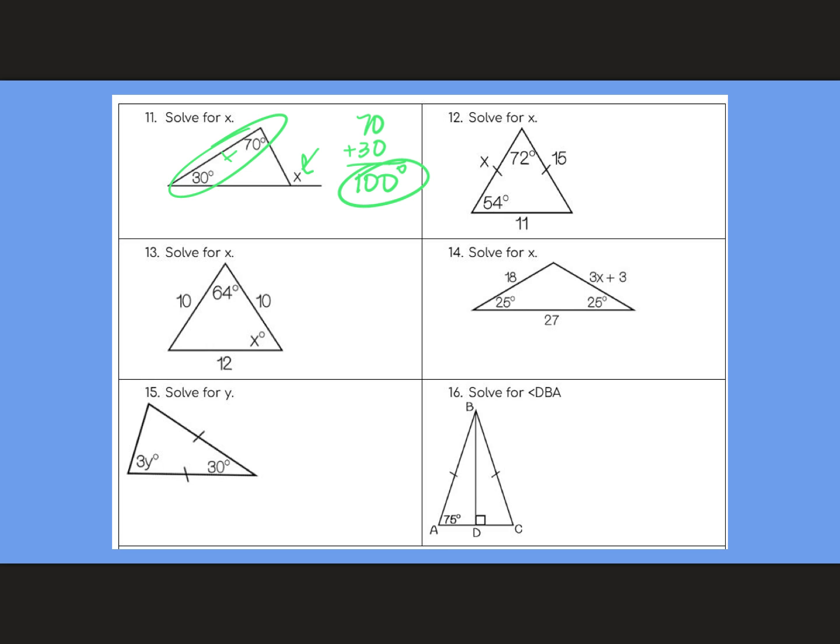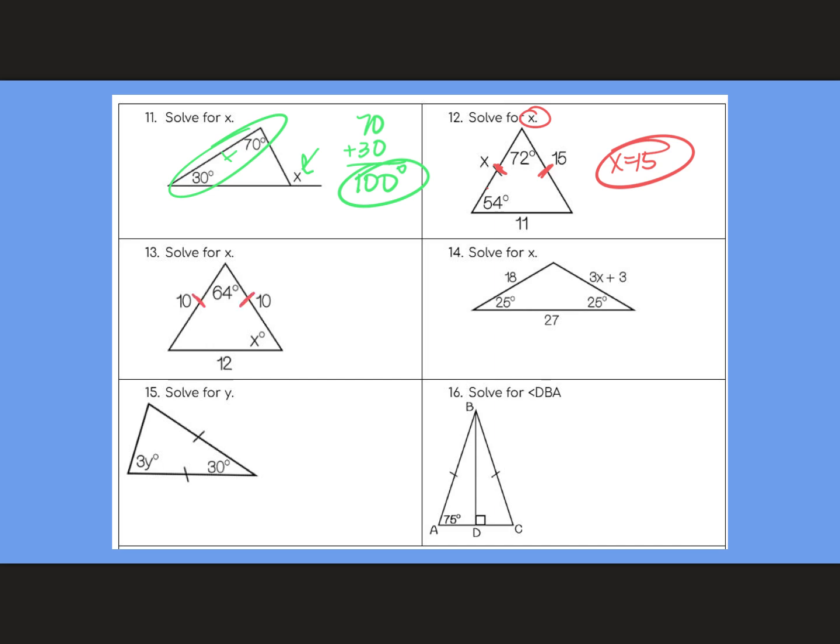12. So on 12, notice that you have these hash marks. So this is about your isosceles triangle. In an isosceles triangle, the base angles are the same, and then those sides are the same. So for this one, we're actually only asked to find x. So x is going to be 15.